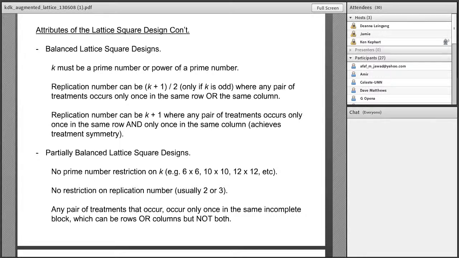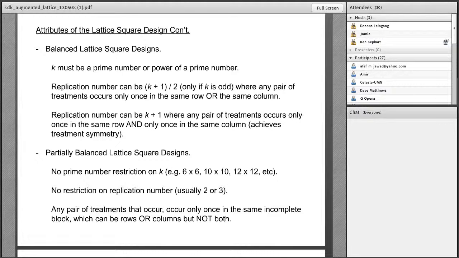There are 2 forms of this that can be implemented. The replication number can be k plus 1 divided by 2, and that's only if k is odd. So if, for instance, you have k equal to 5, you would have 5 plus 1 is 6, divided by 2. You could develop what's called a balanced lattice square design with 3 replications.